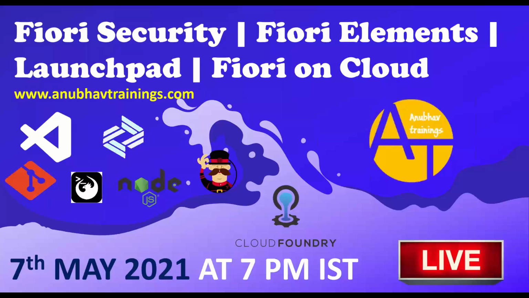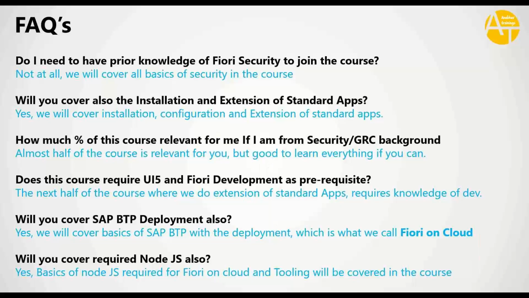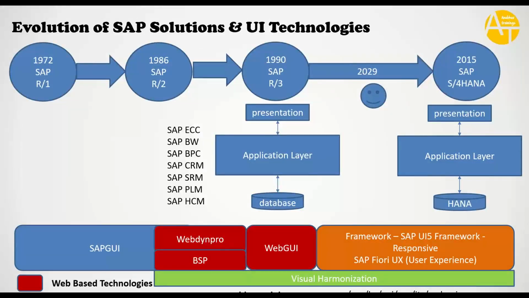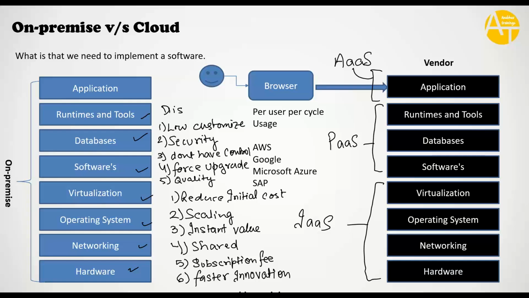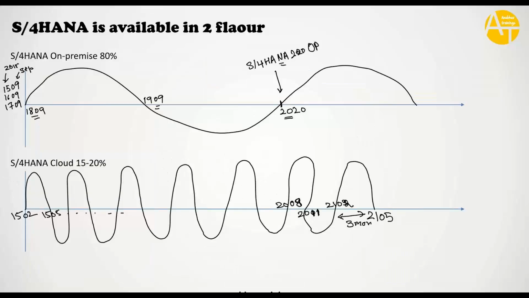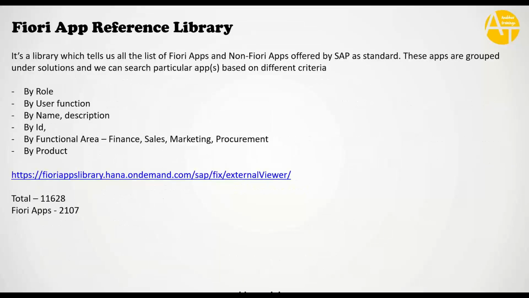In our last couple of episodes, we talked about the basics of what exactly Fiori is, what is the benefit of using Fiori, how the evolution of SAP UI technology happened, what is the difference between on-premise versus cloud system, the three cloud offerings, so-called infrastructure, platform, and application as a service. We also discussed the basics of SAP S4HANA, and we have discussed that eventually every company will be on SAP S4HANA. We talked about the basics of what is Fiori App Reference Library.